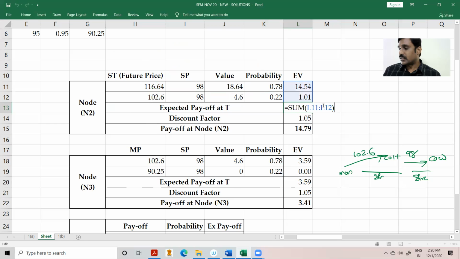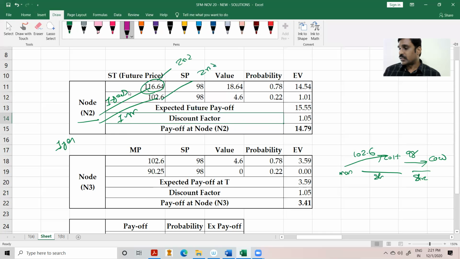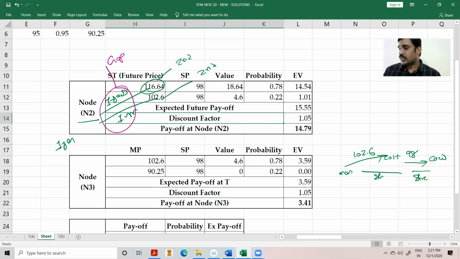What is my expected future payoff? For your clarity, I'll write expected future payoff, because I'm standing at N2. If I'm standing at N2, this will happen after 1 year. This is the first year and this is the second year. Therefore, there is a 1 year gap between the node and the future value.